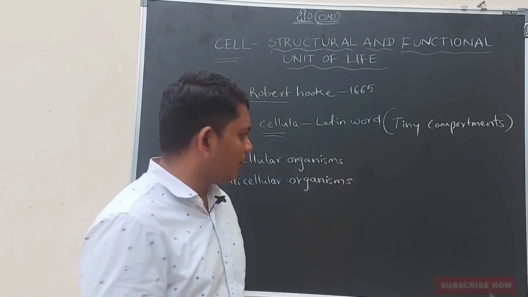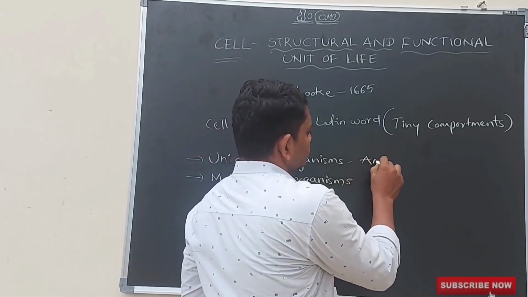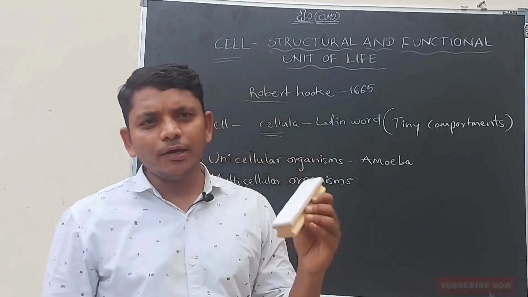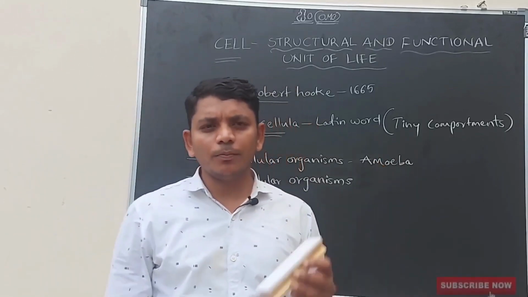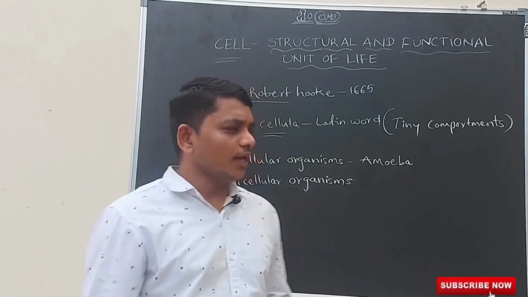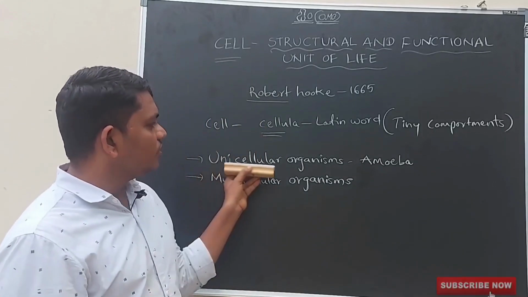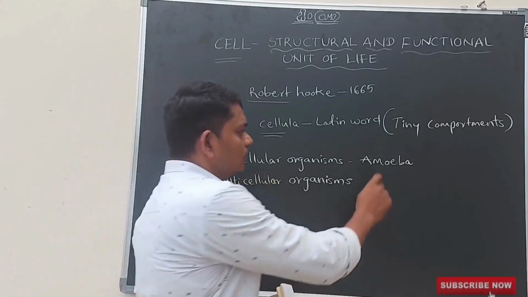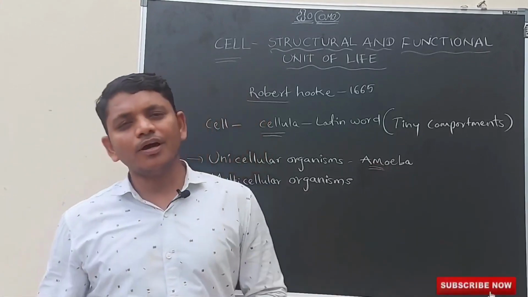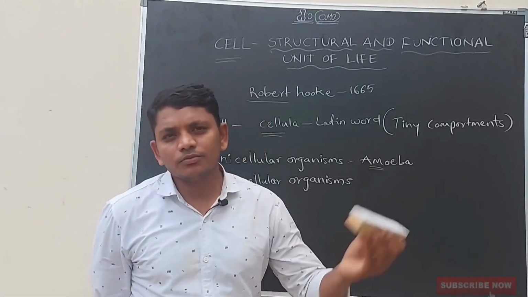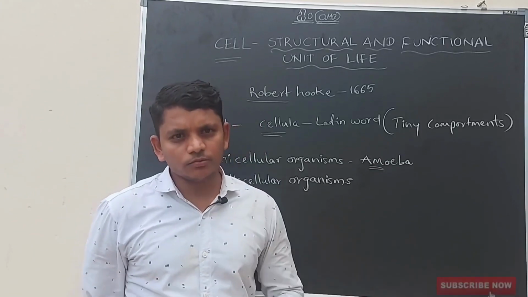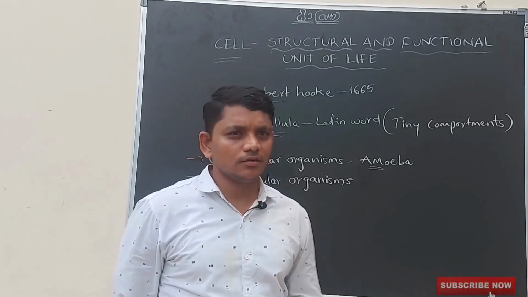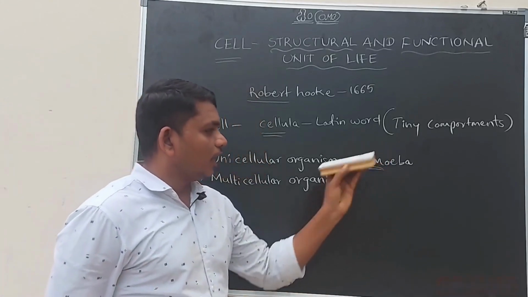For example, amoeba. The entire body of the amoeba, the entire organism, is made up of only a single cell. That type of organism is called a unicellular organism. The best example for unicellular organisms is amoeba. Along with the amoeba, many other organisms belong to unicellular organisms, like Paramecium, Chlamydomonas, Euglena. The best example is amoeba.